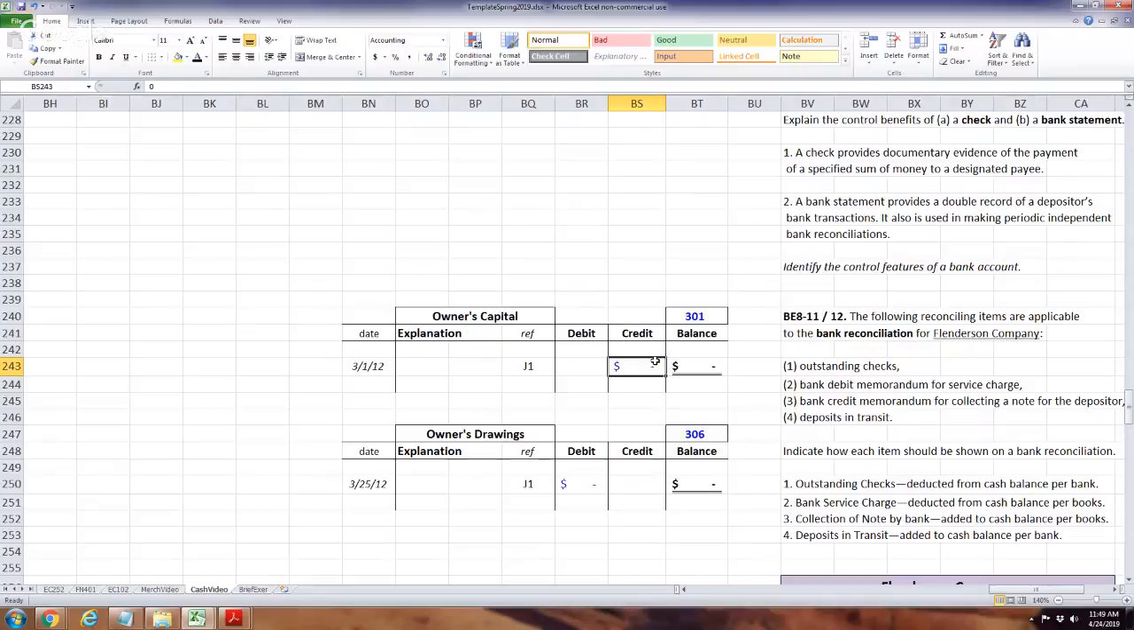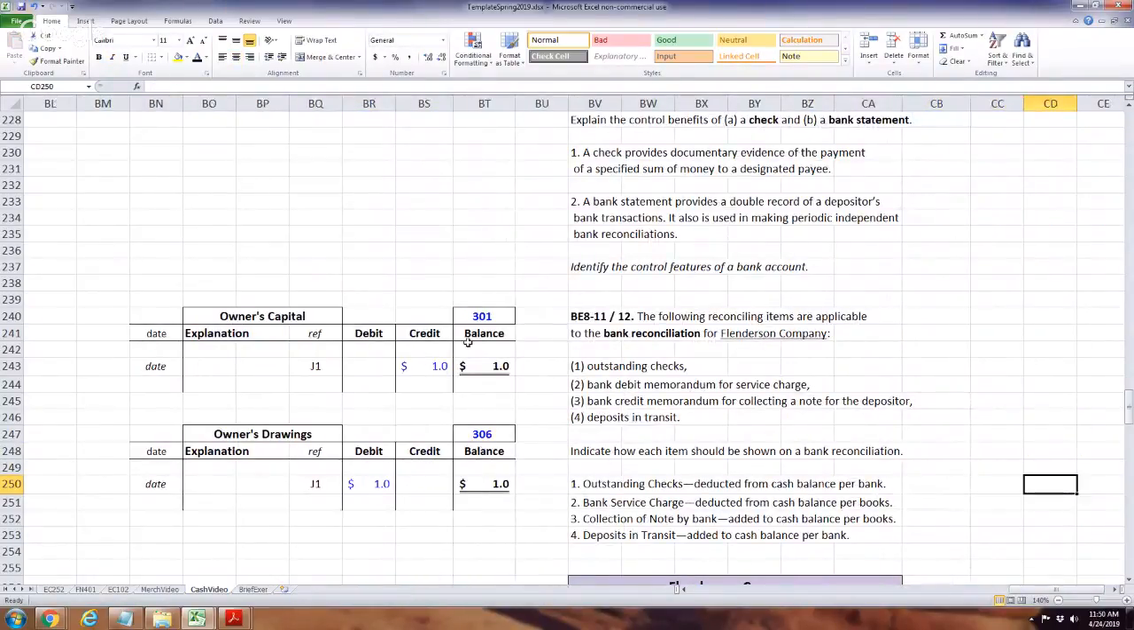Here, I'm just going to make it simple, $1, $1. This is just to show you how this all works. Okay, this works like this, where you have outstanding checks and memorandum and credit memorandum, debit memorandum.